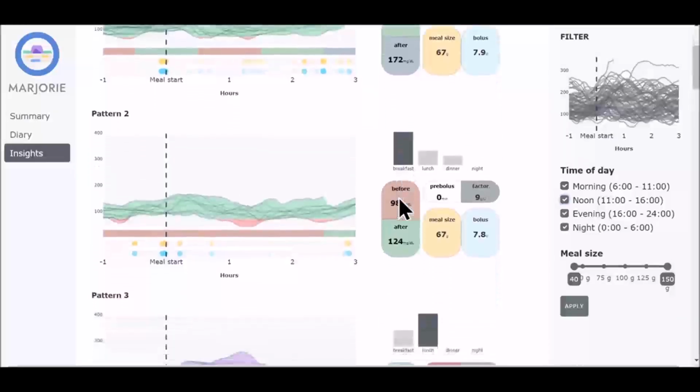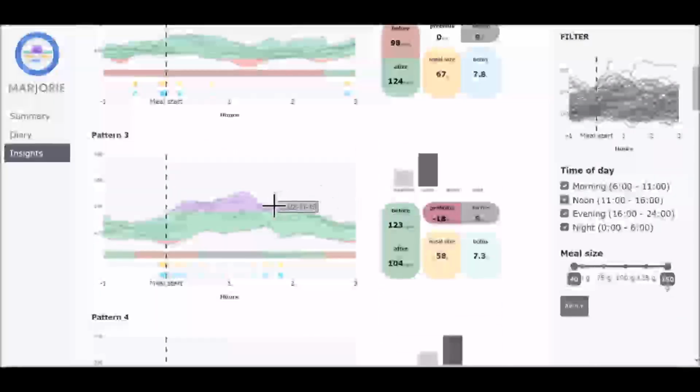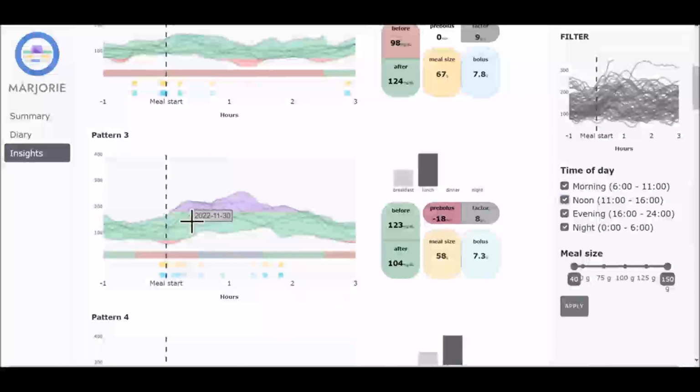And we can see, for example, pattern 3 shows a summary of situations where the glucose increased after the meal, but eventually returned to the initial value. We also immediately see a possible explanation for the increase when observing the pre-bolus time here. On average, the insulin was injected 18 minutes after the meal in this pattern, so a consideration for the patient would be to administer the bolus earlier.